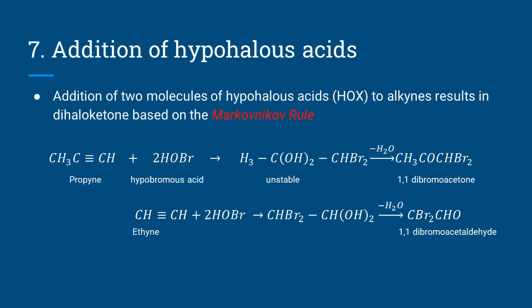Next is addition of hypohalous acids. So two molecules of hypohalous acids add to alkyne resulting in haloketones, dihaloketones based on Markovnikov rule. I have already explained what is Markovnikov rule. So applying the same rule here we have CH3C≡CH propyne adds to hypobromous acid to form 1,1-dibromoacetone. Similarly, ethyne, that is acetylene, adds to hypobromous acid to form 1,1-dibromoacetaldehyde.